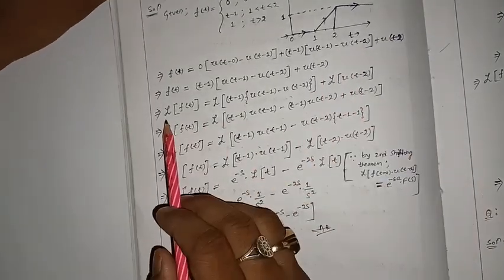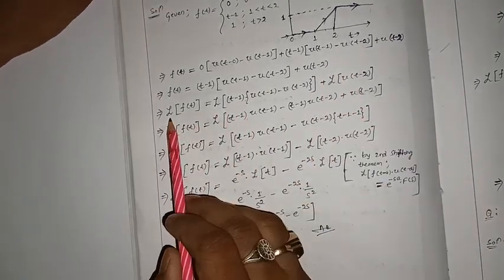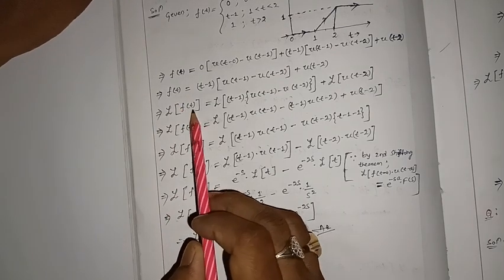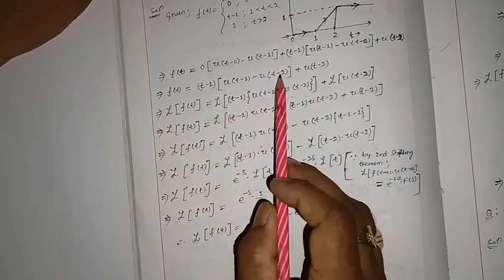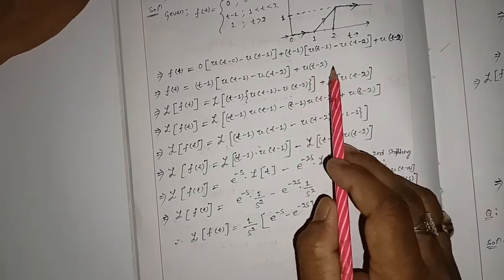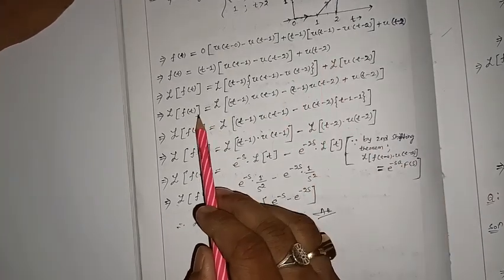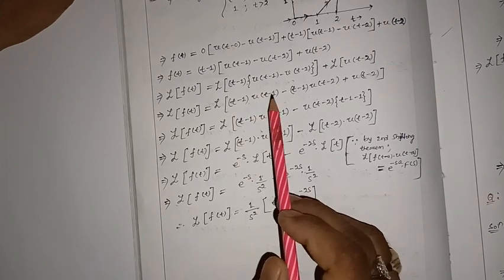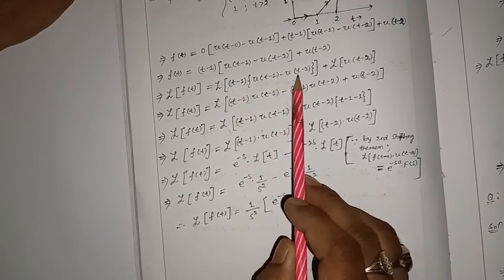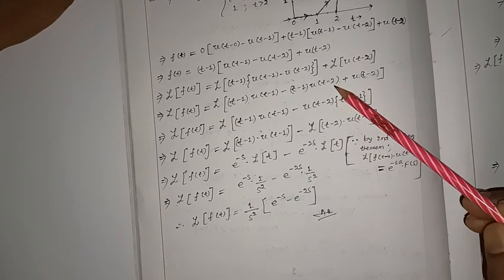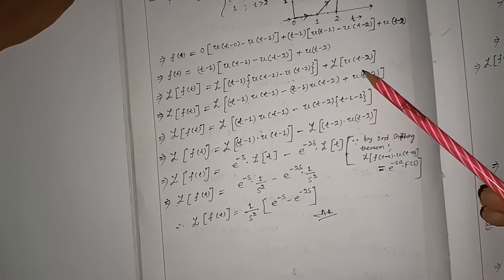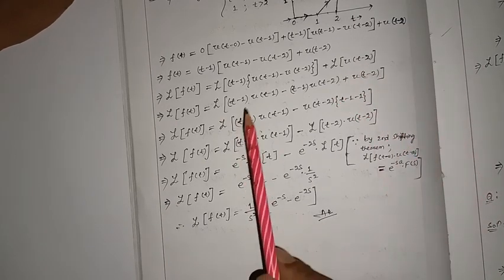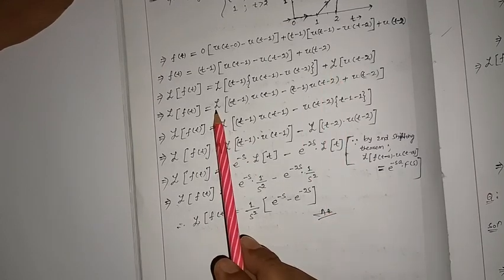Okay, now we are going to take the Laplace transform on both sides. The Laplace transform of f(t) is equal to the Laplace transform of this one plus the Laplace transform of this one, which is equal to the Laplace transform of (t minus 1) into u(t minus 1) minus (t minus 1) into u(t minus 2), and the Laplace transform of u(t minus 2).